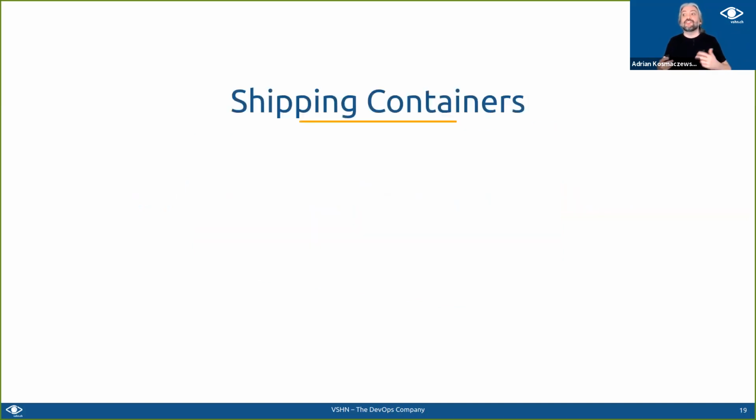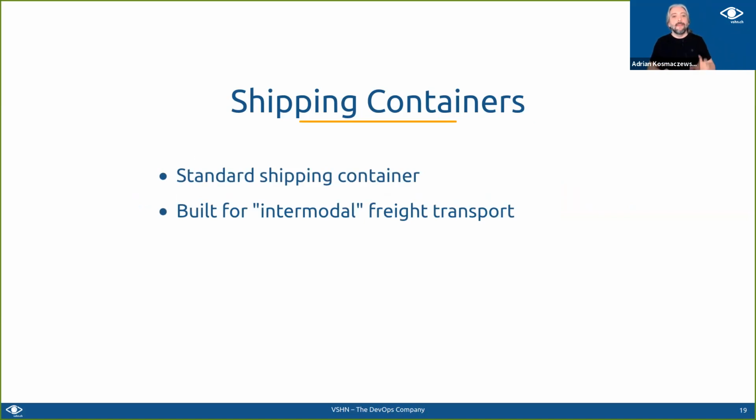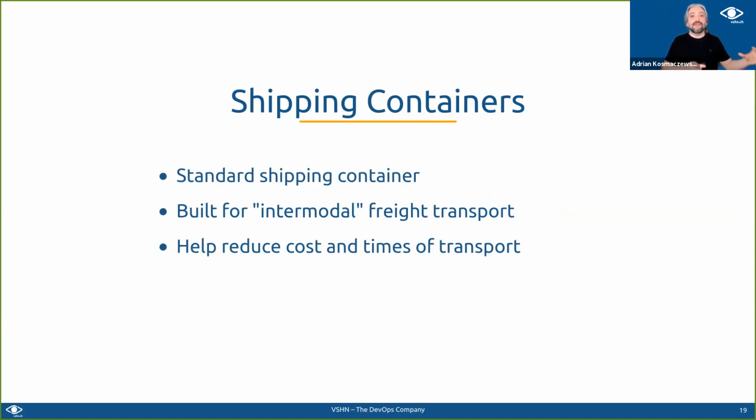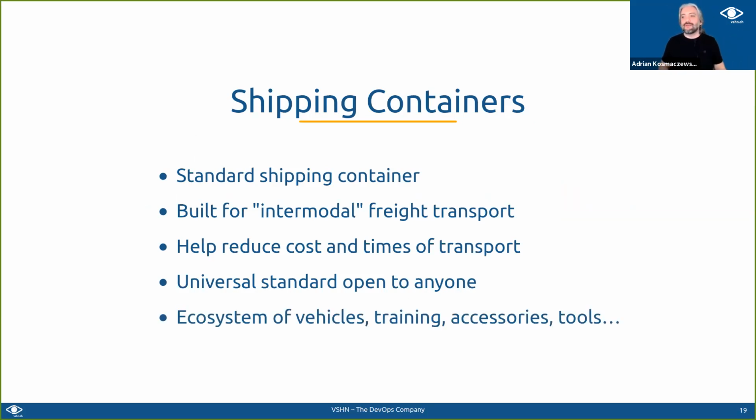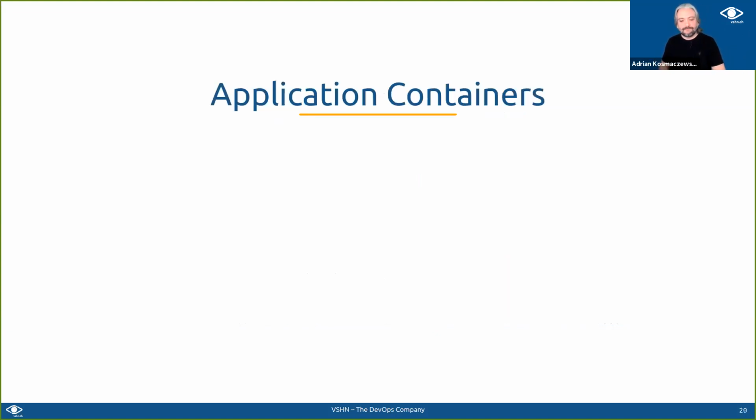These containers are standard. They are designed for intermodal freight transport, meaning that these containers can be used across different modes of transport, from ship to rail to truck, without unloading and reloading their cargo. This reduces costs dramatically, and it's a universal standard open to all. A huge ecosystem of vehicles, trainings, accessories, and tooling has grown around them, which makes it a ubiquitous choice for the transport of goods. What does this have to do with applications anyway?